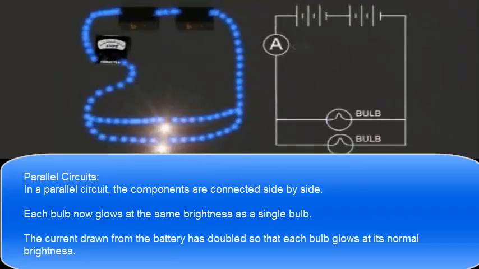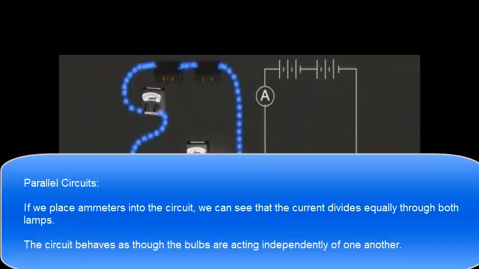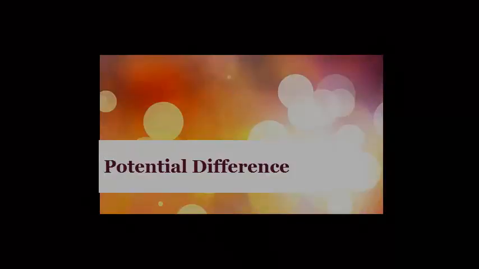Parallel circuits. In a parallel circuit, the components are connected side by side. Each bulb now glows at the same brightness as a single bulb. The current drawn from the battery has doubled so that each bulb glows at its normal brightness. If we place ammeters into the circuit, we can see that the current divides equally through both lamps. The circuit behaves as though the bulbs are acting independently of one another.